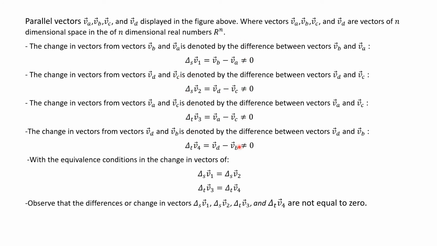The differences between the two vectors are all not equal to 0, with the equivalent conditions in the change in vectors here. So we see that all of these changes in these vectors are all equal to each other, as we see here. Observe that the difference in the change in vectors are not equal to 0. That means all of these are not equal to 0, and these are all the changes as we see here, just to make the correlation for the viewer.